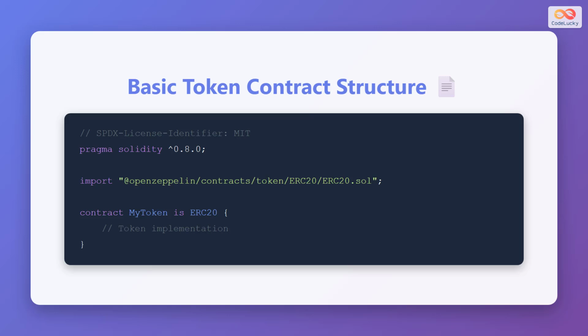Let's look at the basic structure of a token contract. Every Solidity file starts with an SPDX license identifier for licensing purposes. Next comes the pragma statement, which specifies the Solidity compiler version. Here we're using version 0.8 or higher. Then we import the ERC-20 contract from OpenZeppelin. This gives us a pre-built, secure implementation. Finally, we declare our contract called MyToken and use the is keyword to inherit from the ERC-20 contract. This inheritance means our token automatically gets all the required ERC-20 functions.